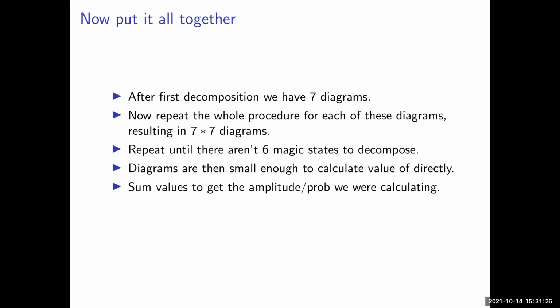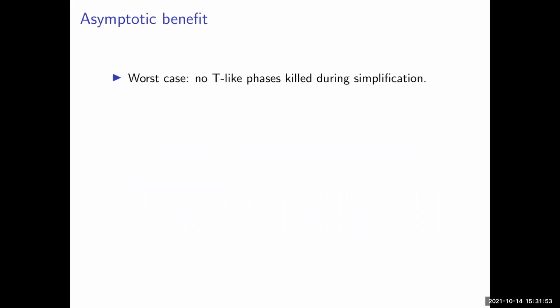And that means our diagrams are small enough that we can actually calculate the value of them directly, either by doing just a tensor contraction or applying some small decomposition. In any case, we can calculate them quite easily. And then we just sum all the values we get, and that gives us the amplitude or probability that we were actually calculating. Okay, so that is our approach. So how well does this work? Well, there are 2 things I want to tell you about this. First is an asymptotic result, and then there are actual heuristic benchmark results.